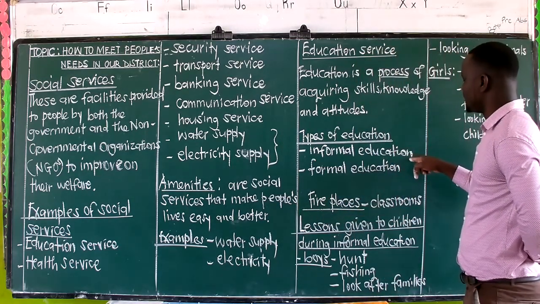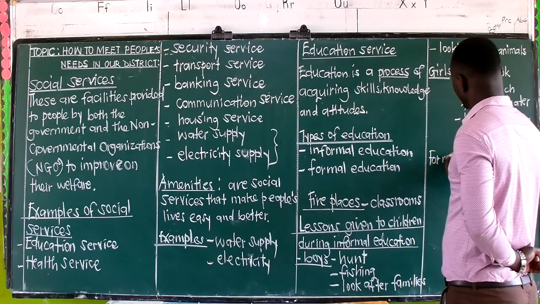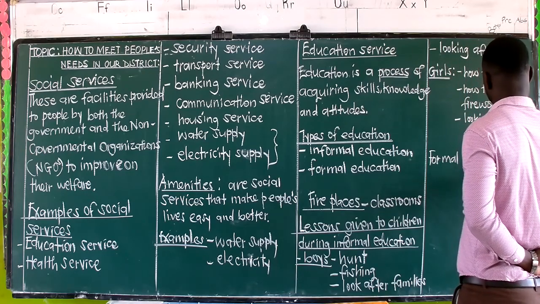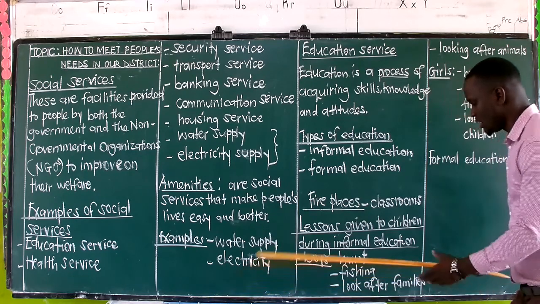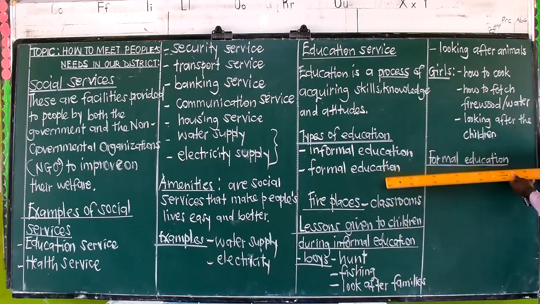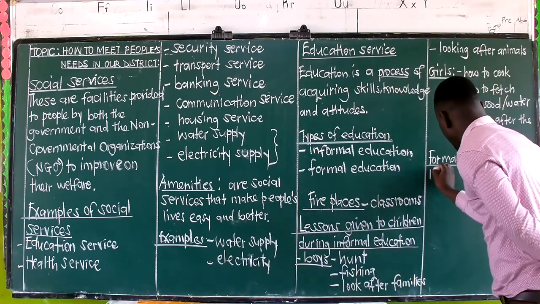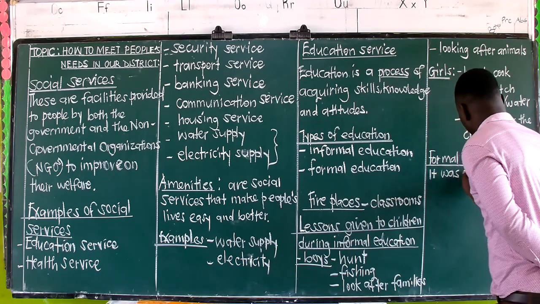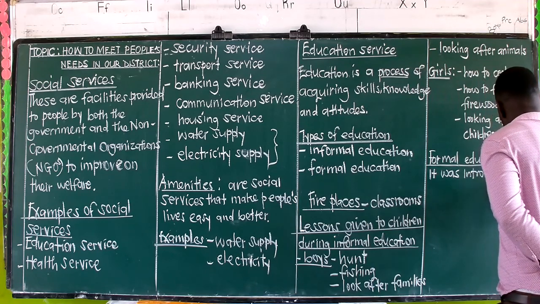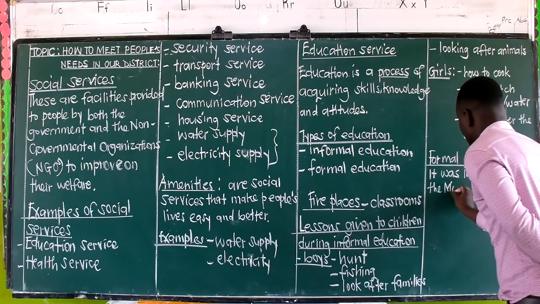Now, moving away from informal education, we shall now come to formal education. Formal education. Now, what I can only say for now is this formal education was introduced into Uganda. We are now talking about our country. It was introduced by the people we call missionaries.